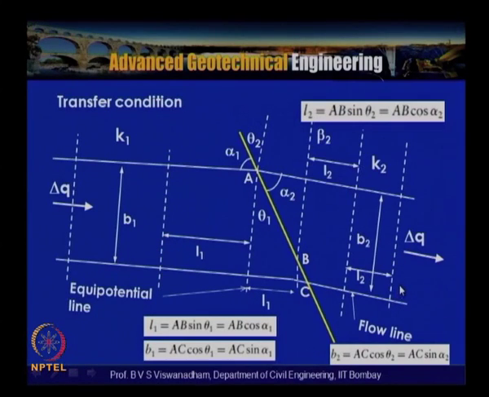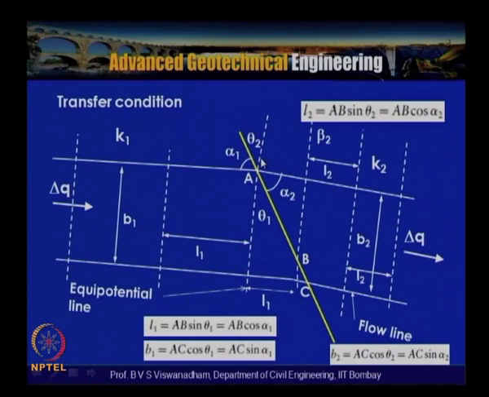On this side of the boundary, that is the soil 2 side, this distance is L2 and this distance is B2. As the discharge is the same, where delta Q enters and delta Q comes out, we are using the equation of continuity. So let alpha 1 be the angle which the flow line makes with the boundary, and alpha 2 is the angle which the flow line makes with the boundary in soil 2.